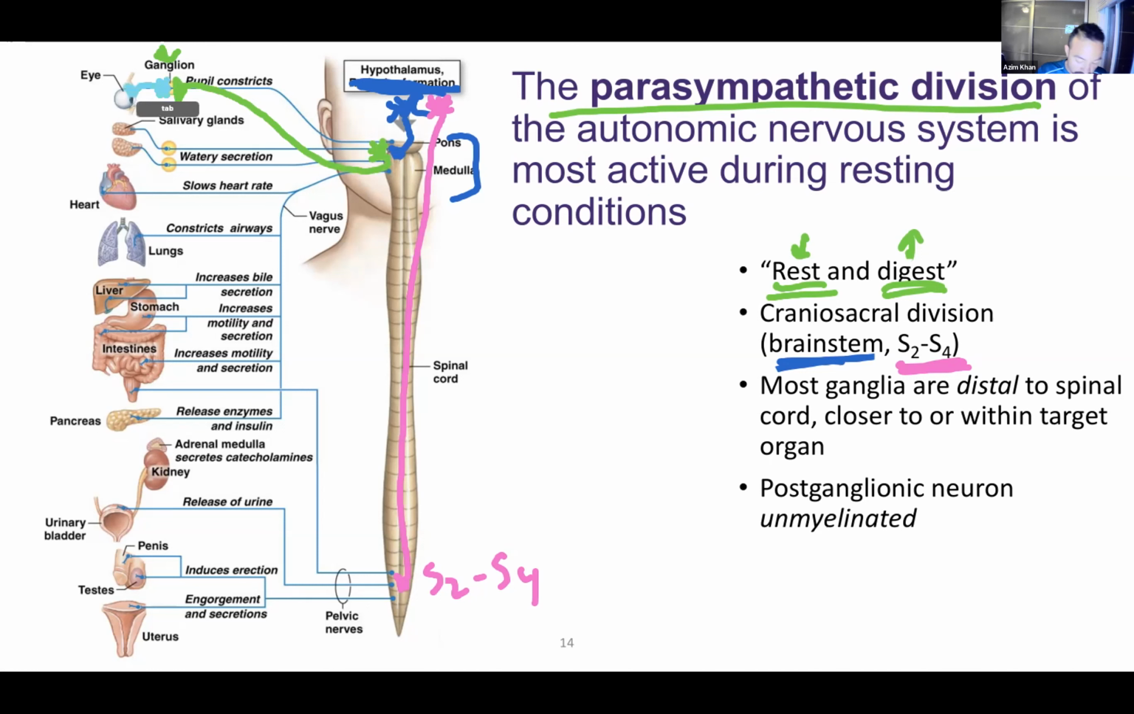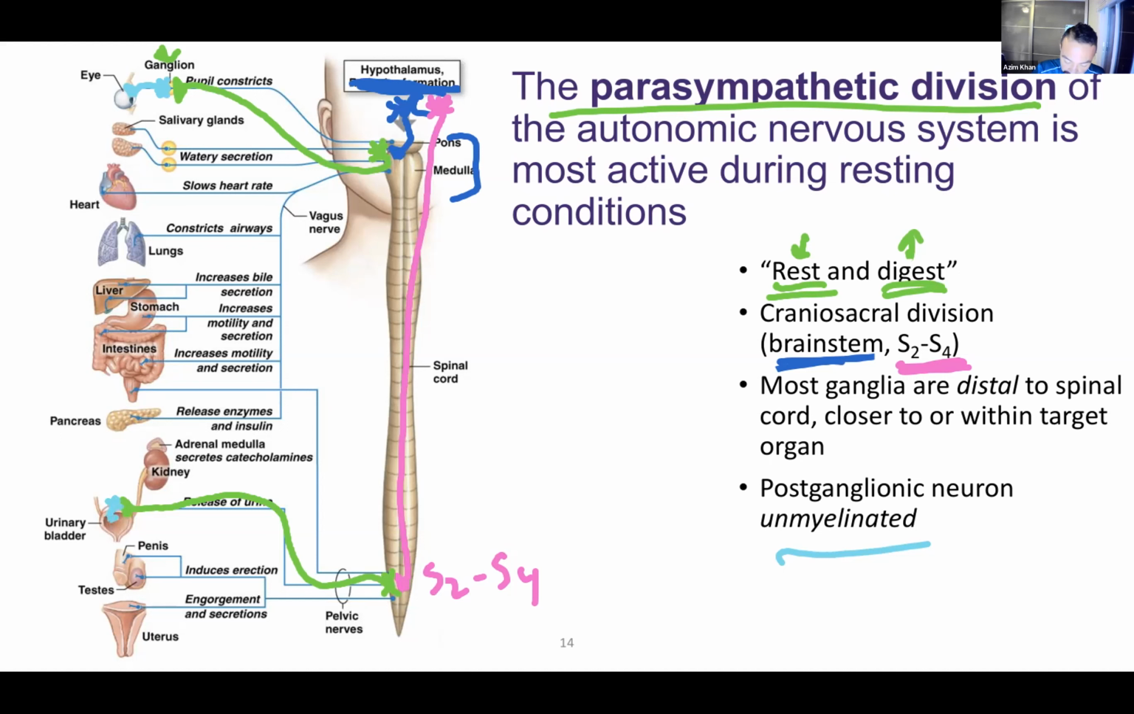Very, very short postganglionic neuron. And because the postganglionic neuron is so short, it's fine for it to be unmyelinated. Similarly, if I draw it in the example that goes in the sacral division, preganglionic neuron, let's say it goes to the urinary bladder, the ganglion is going to be right against the urinary bladder. So the next neuron is going to be super, super short. Really, really short.